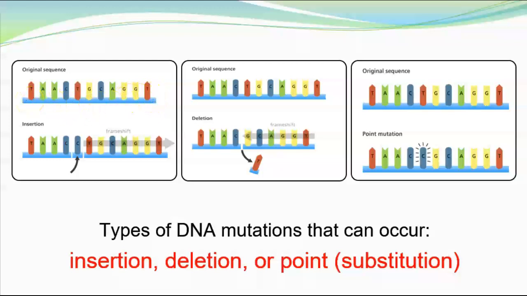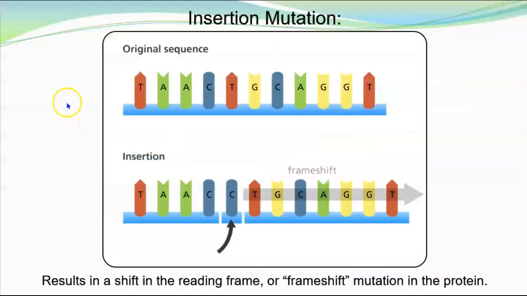So this is not RNA, this is DNA. The first one is insertion. If you look at the original sequence, you should be able to see that instead of reading TAA, CTG, the new sequence is TAA, CCTG. So this cytosine nucleic acid has been added in by accident. It's as if it's squeezed in there. During the process of replicating the original DNA strand, there was an error and an extra nucleic acid was added.